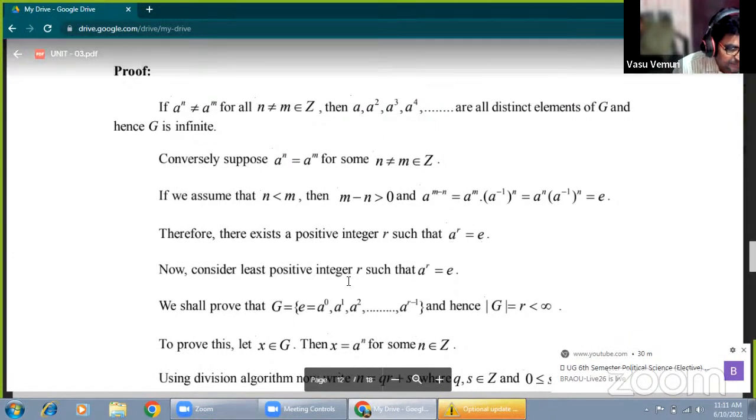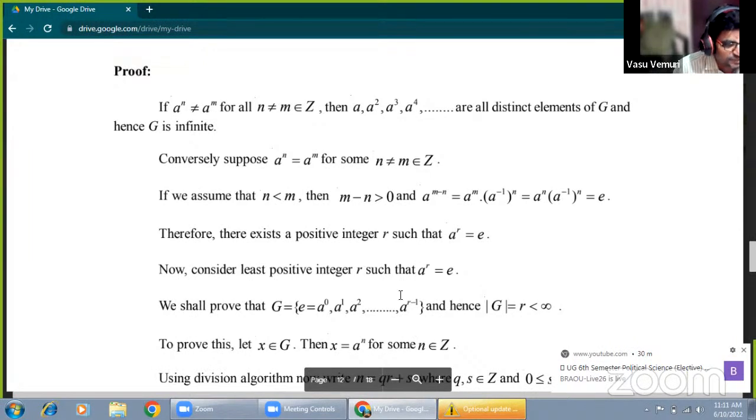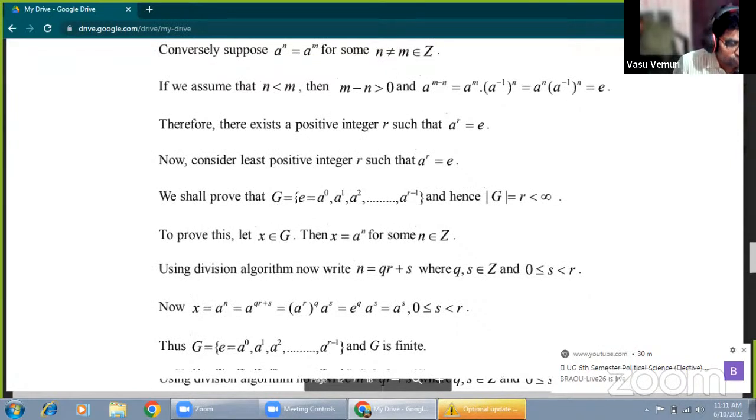Consider the least positive integer r such that a power r equals e. We shall prove that capital G equals the set of integral powers of the element a, that is a power 0 equals e, a power 1, a squared, and so on, up to a power r minus 1. Here r is an integer.